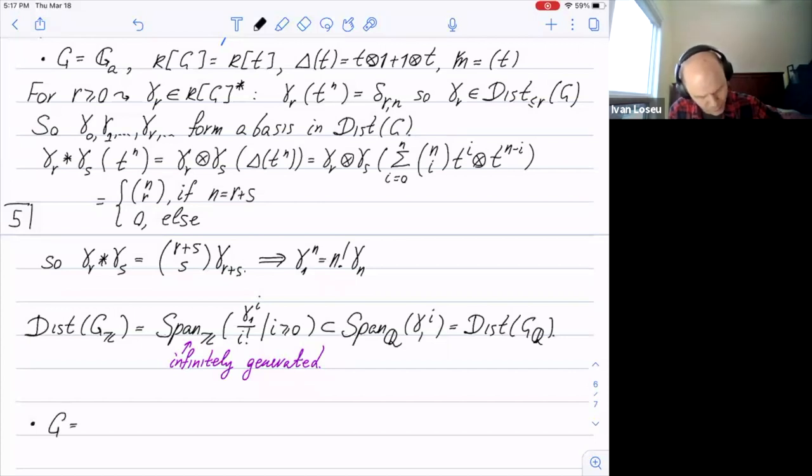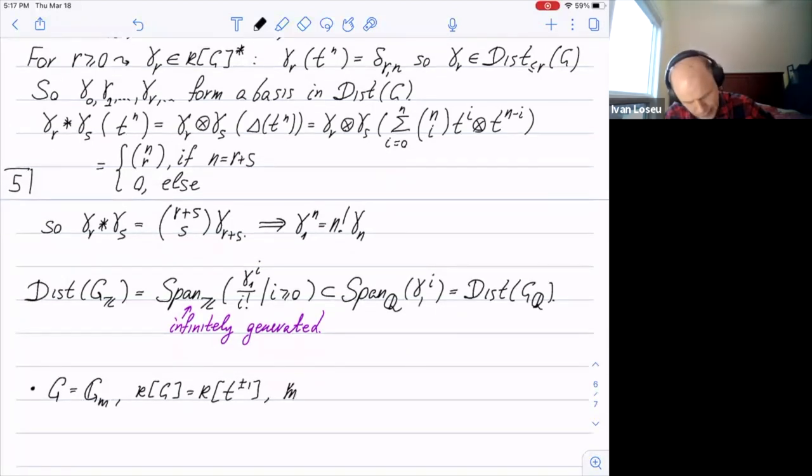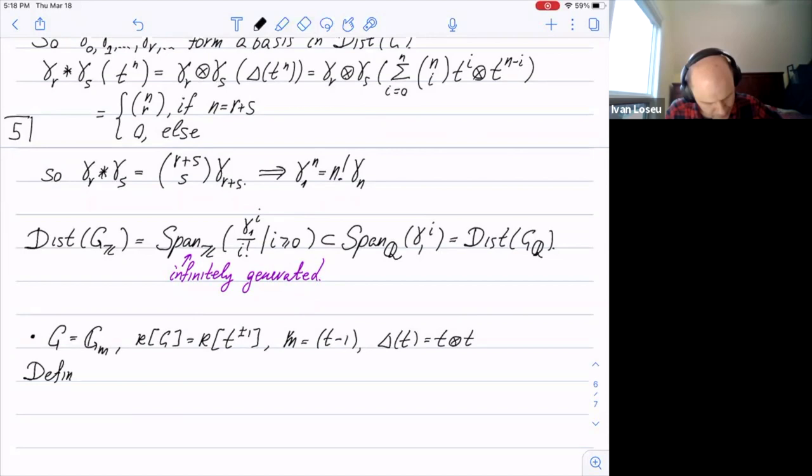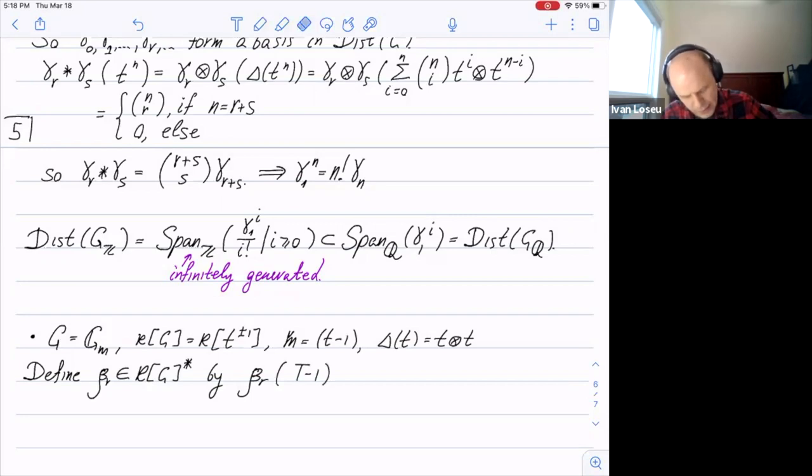Let's go to the example of the multiplicative group G_m. So here, the regular functions are Laurent polynomials in the variable t. The ideal we care about is generated by t minus one. And then delta of t is t tensor t. And you can do a very similar computation. You can introduce the element, let me call it beta sub r, in K of G dual in a pretty similar way, but now you need to evaluate this element at (t minus one) to the power n, and this is delta n r.